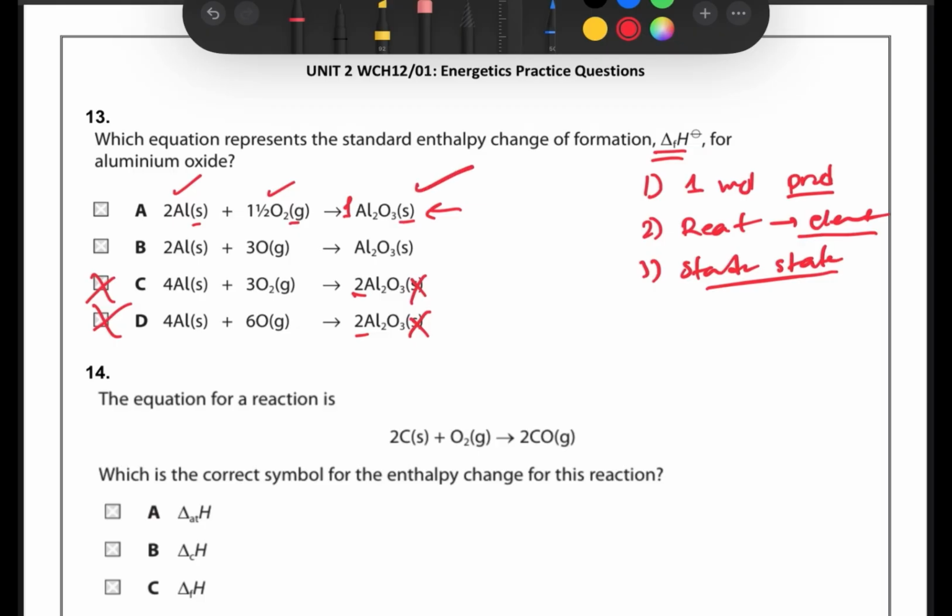But why is B wrong? Yes, B is wrong because the oxygen is not in a standard state. It's 3O and it's not a standard state. So the answer definitely is A. Let's take another question.